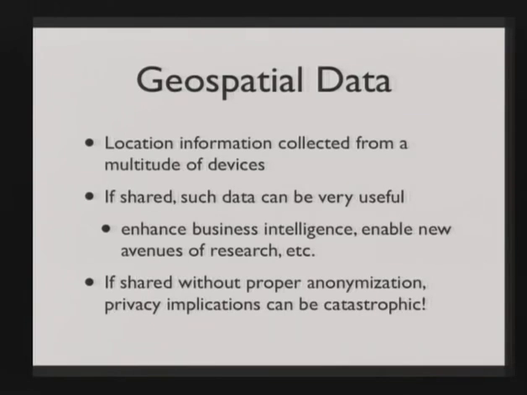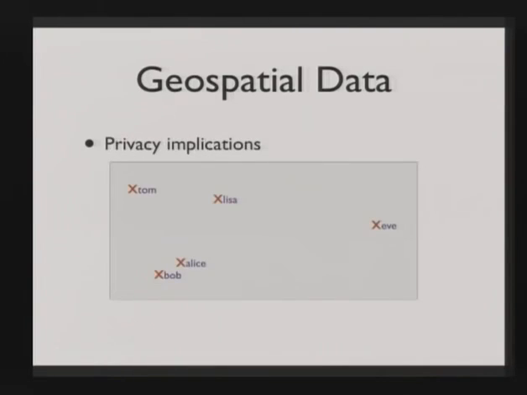Let me start by giving a very simple example. Let's say this is a geospatial data set. We have five people, and we know their exact coordinates. I think we can all agree that we do not want to release the data set as is. If we release this data set, then we know, oh, Tom was here at this specific time, Lisa was there, Eve was there, and so on.